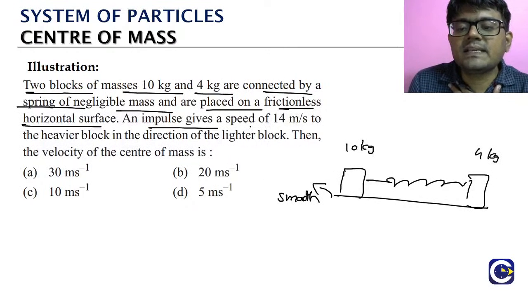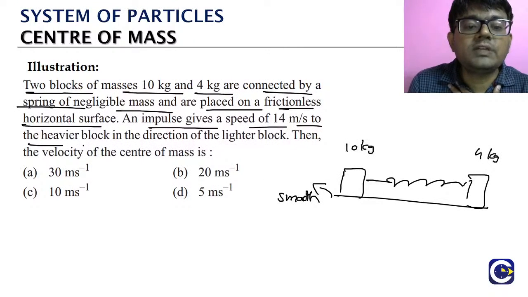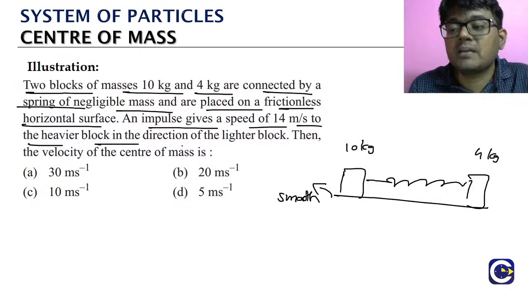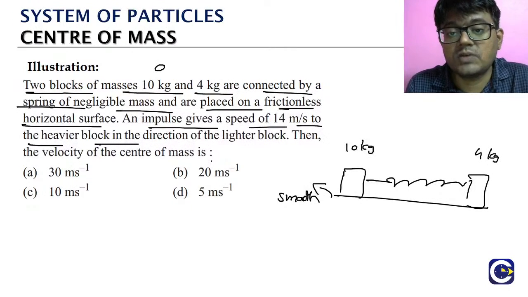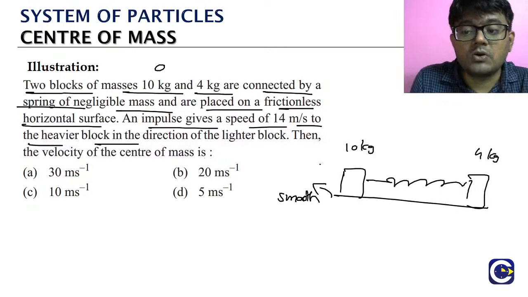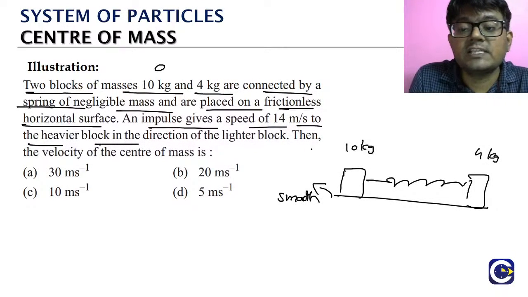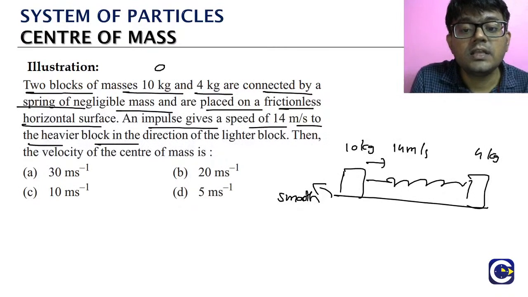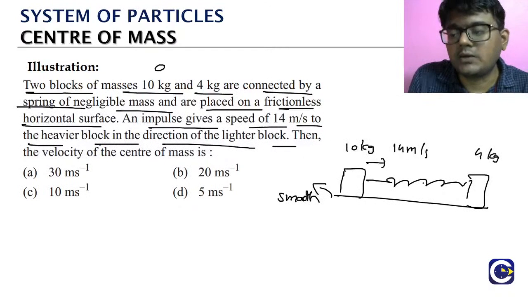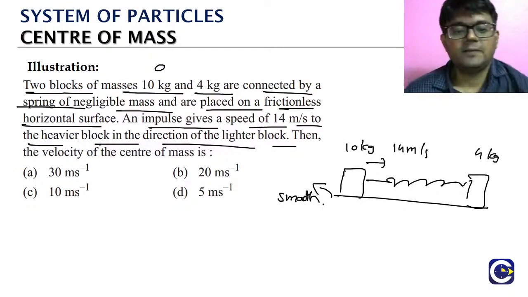An impulse gives a speed of 14 meter per second to the heavier block. Heavier block and sonna what is it? 10 kg dana. Heavier block and sonna what is it? 10 kg block. So nama kudutha impulse, right, is giving a speed of 14 meter per second to the 10 kg block in the direction of the lighter block, in the direction towards the lighter block. Okay va?